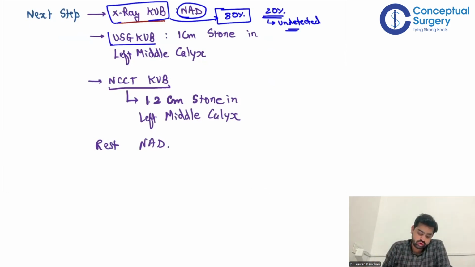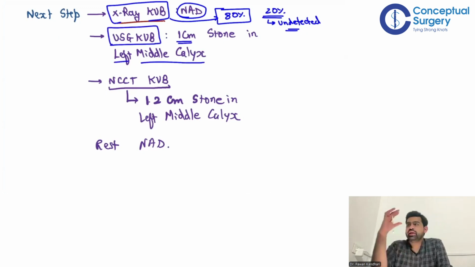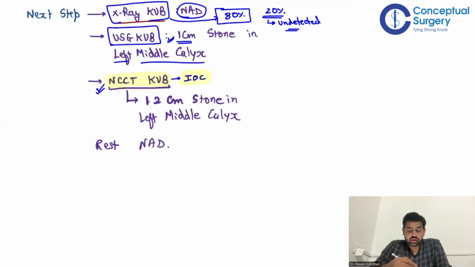Now, you did an ultrasound KUB, which showed a 1 centimeter stone in the left middle calyx. In the kidney, we have an upper calyx, middle calyx, and lower calyx. What we had was a 1 centimeter stone in the left middle calyx. You did an NCCT KUB. Why? Because this is the investigation of choice. Whenever you have any suspicious stone on an ultrasound, always get a non-contrast CT scan done. NCCT KUB, what did it show? It showed a 1.2 centimeter stone in the left middle calyx.